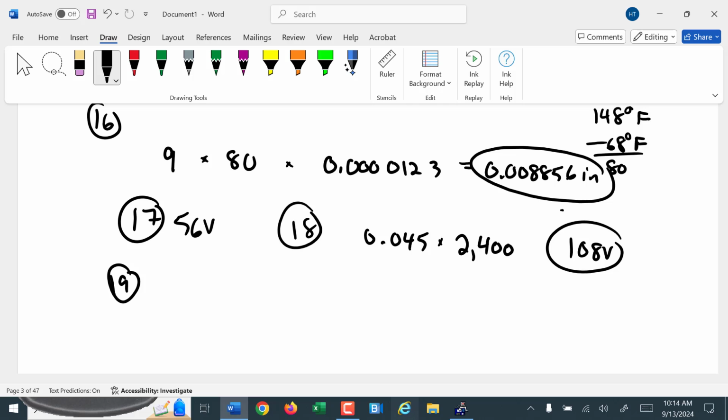So for power of 3.6, we're going to divide by the current of 0.03 amps to get 120 volts for number 19. Number 20, we got a power of 48, current of 20 milliamps. We got to change that to 0.02.